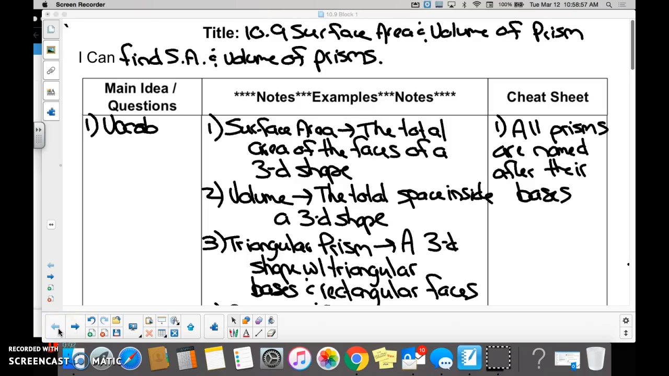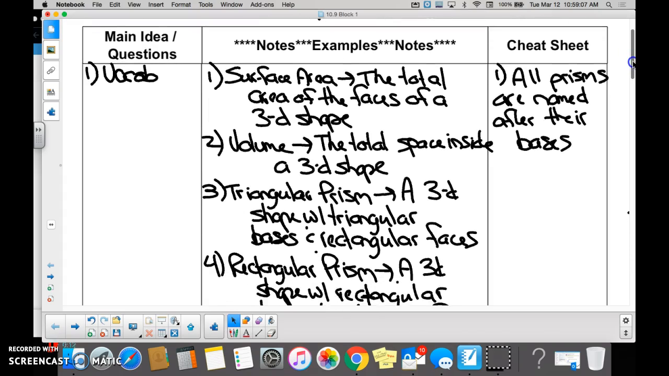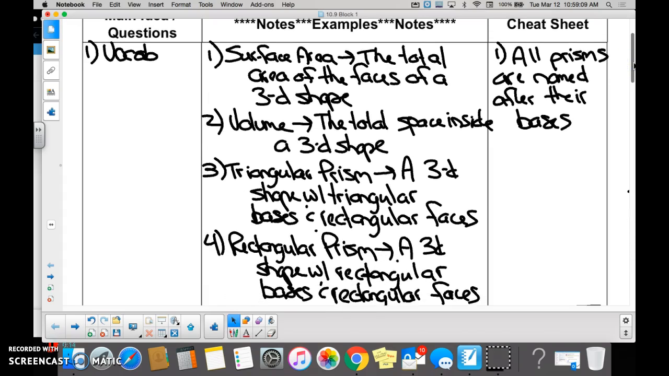Point now. Surface area and volume of prism. I can find surface area and volume of prism. Yes, no? Cool. Surface area, that would be all of the 2D sides of a prism. So like a Kleenex box has how many sides? 6. We also call the side, what's the mathematical term? Faces. So you find the area of all of the faces, and you add them up.